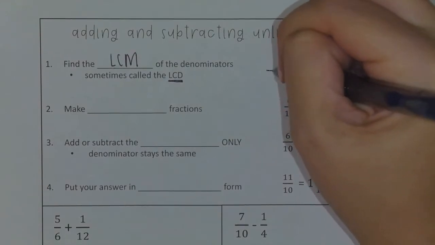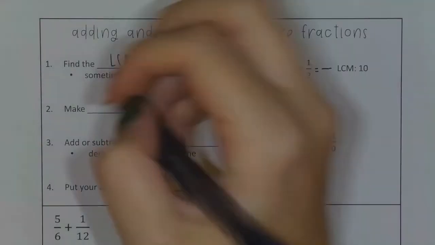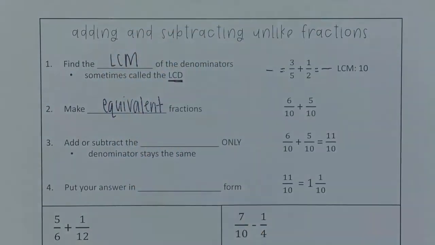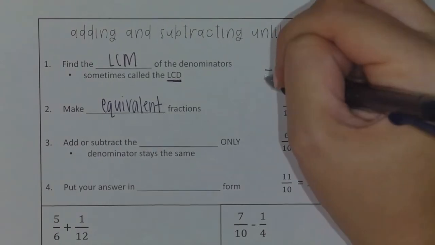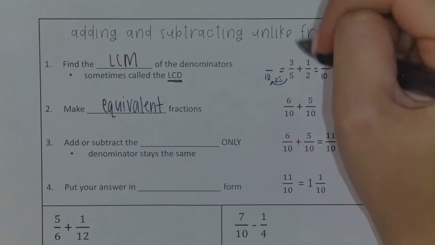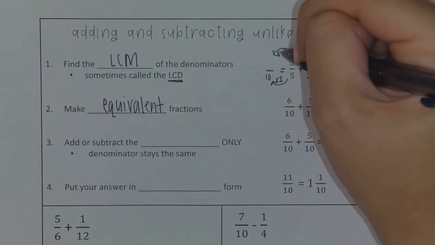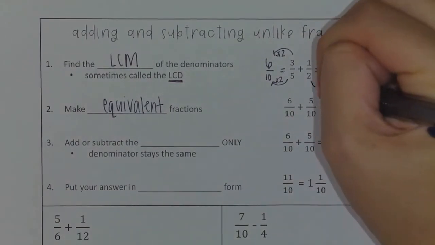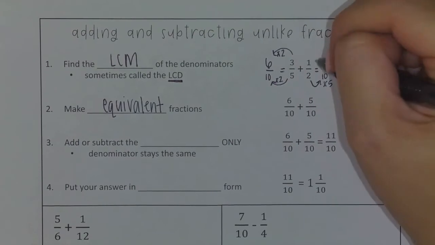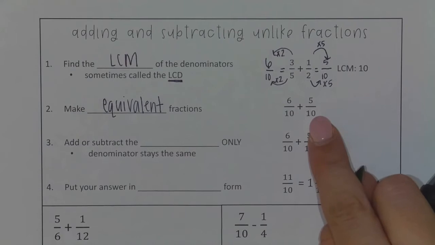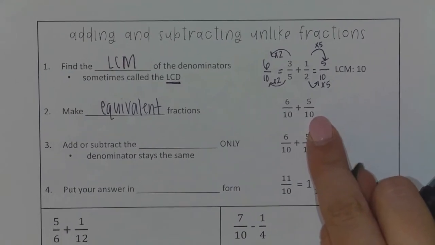So I have to turn both of these fractions into equivalent fractions that have a denominator of 10. So I'm going to use my scale factors here to help me out. My scale factor to turn 5 into 10 would be times 2. And whatever I do to the bottom, I have to do to the top. So 3 times 2 would give me 6/10. My scale factor to turn 2 into 10 would be times 5. Again, whatever I do to the bottom, I have to do to the top. So 1/2 with a denominator of 10 would be 5/10. So I've created those equivalent fractions.